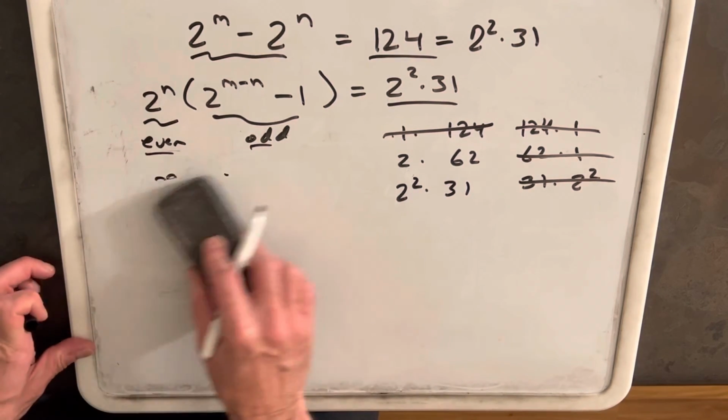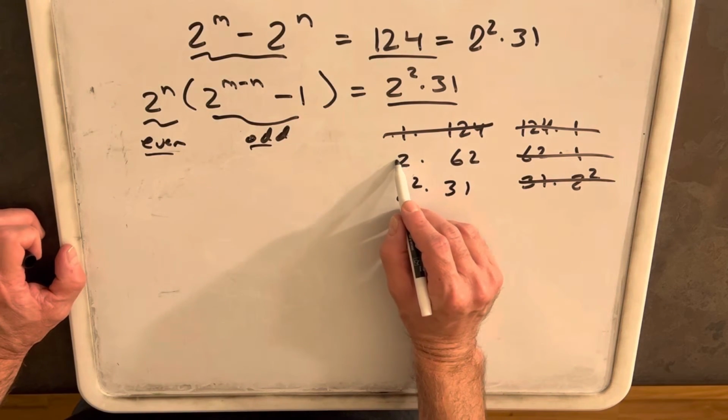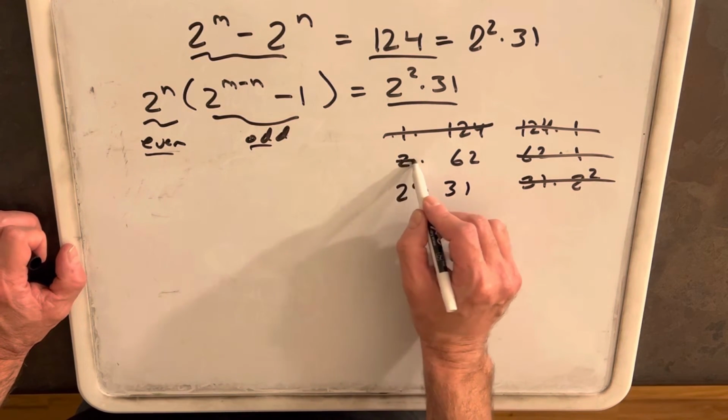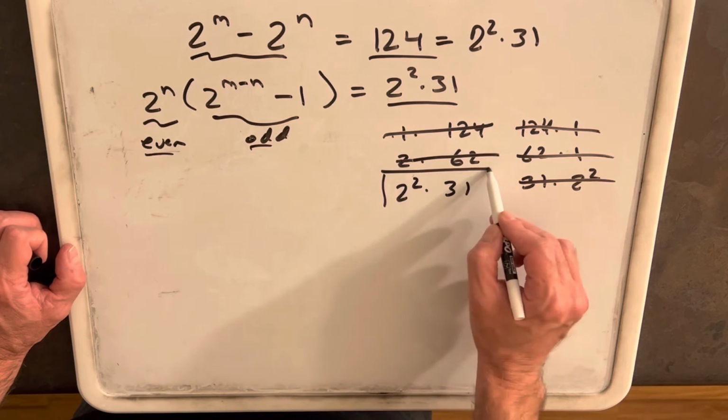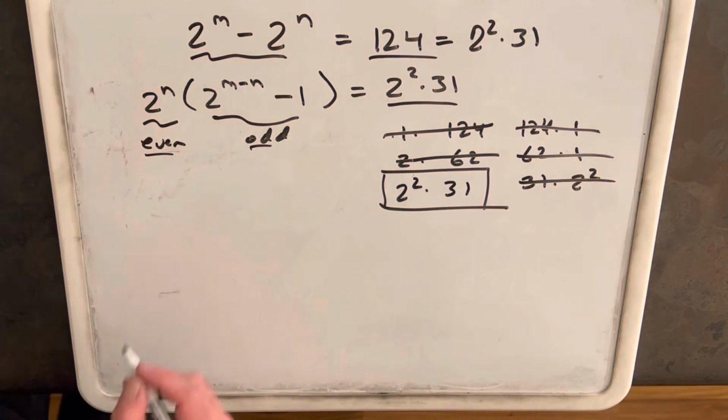So we're down to 2 cases. Again, same problem: 2 is a power of 2, obviously, but 62 is even. So we really just have 1 possibility. Let's confirm that that works.